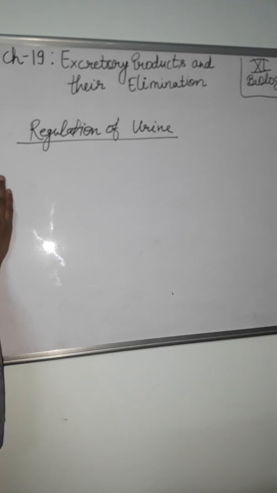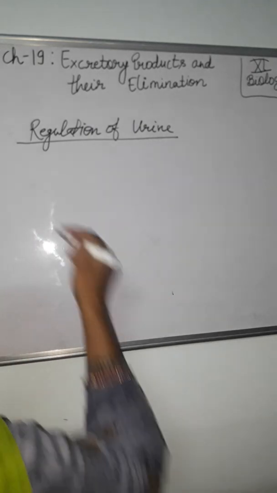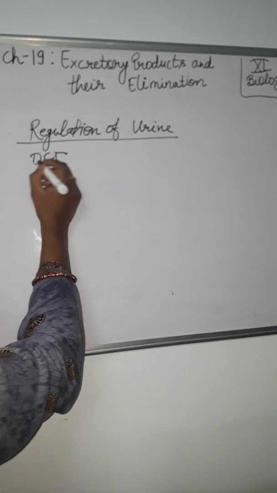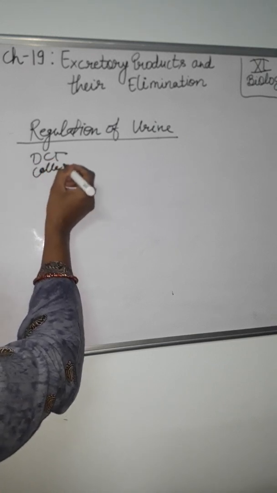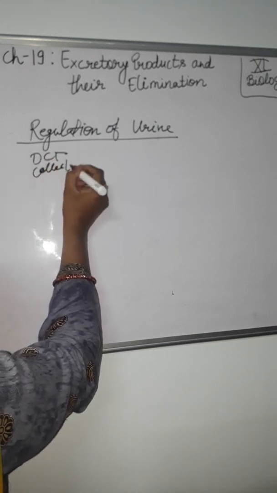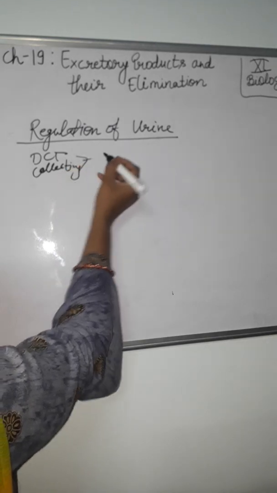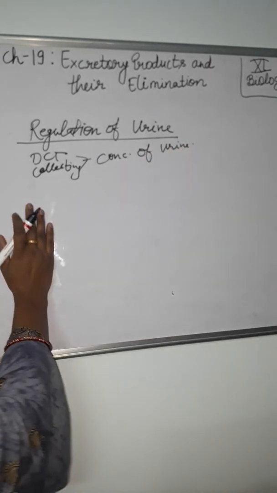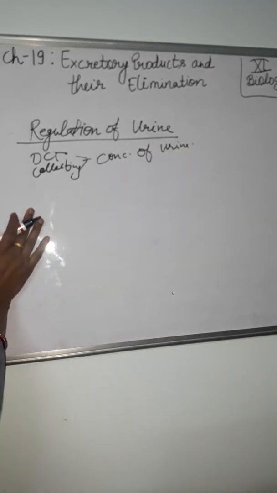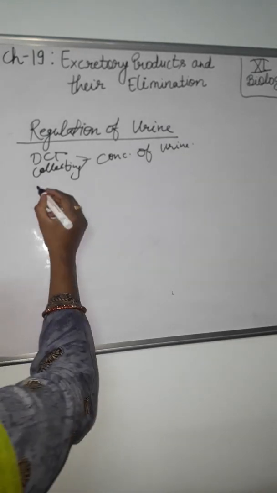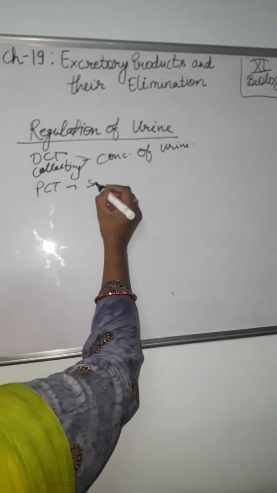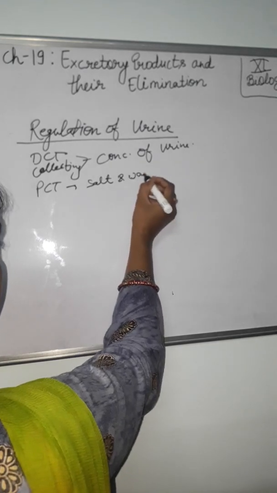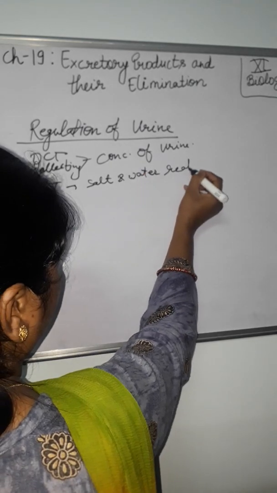The distal convoluted and collecting tubules are responsible for the concentration of urine. ठीक है, कंसंट्रेशन के लिए कौन रिस्पॉन्सिबल है? That is DCT and collecting duct. ठीक है, collecting duct and DCT is responsible for the concentration of urine. ओके, और PCT का फॉर्म फंक्शन क्या है? Salt and water reabsorption.